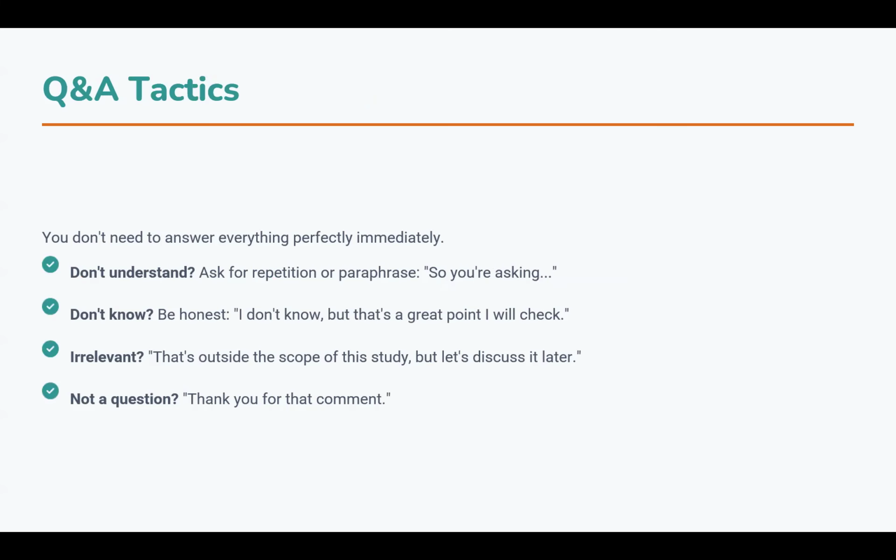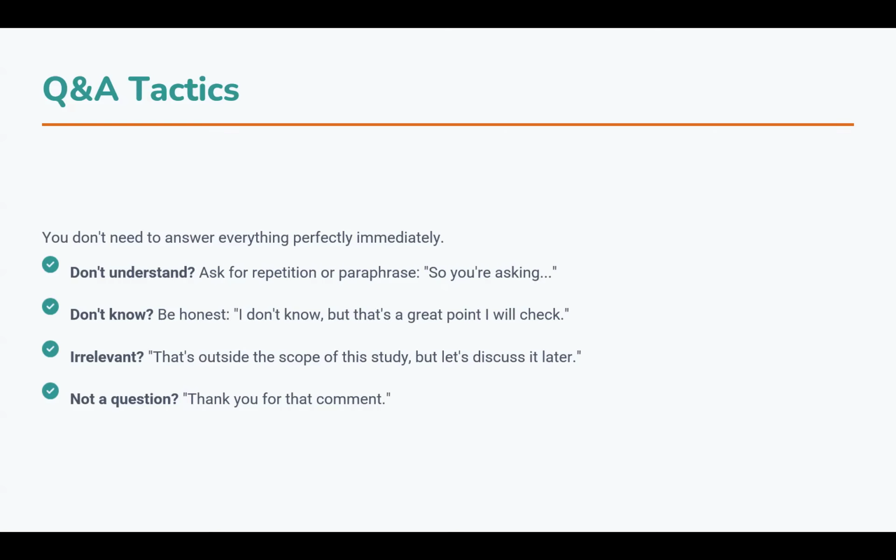And some tactics for you to deal with Q&A. Remember, you don't need to answer everything perfectly and immediately, and you are not supposed to answer everything, right? But you are supposed to respond to everything. Keep that in mind. If you don't understand, ask them to explain, right? So you can say, yes, I comprehend your question in such a way. So you are asking this. If I am wrong, please clarify. You can give your questioner a chance to clarify it further.